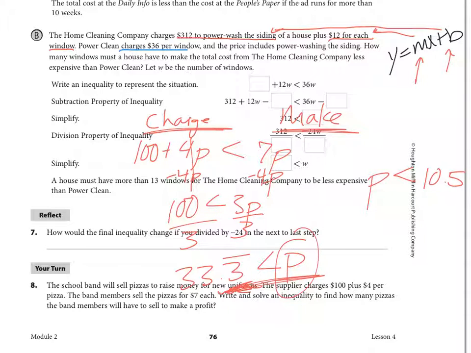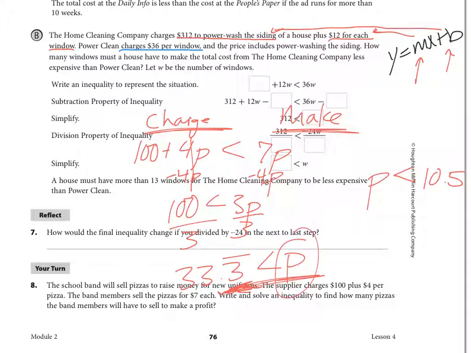Power Clean charges $36 per window, period. Doesn't matter how big the house is, how much siding. They're going to charge me $36 per window. So it's a little bit different. Remember we did problems with gym memberships. We said one gym membership costs us a lot up front, but they charged us less per month. And then one charged us more per month, but we didn't pay a lot up front. Similar problem here. Power Clean charges us more per window, but we don't have to pay a flat fee. Home Clean charges us less per window, but we have to pay $312 up front.